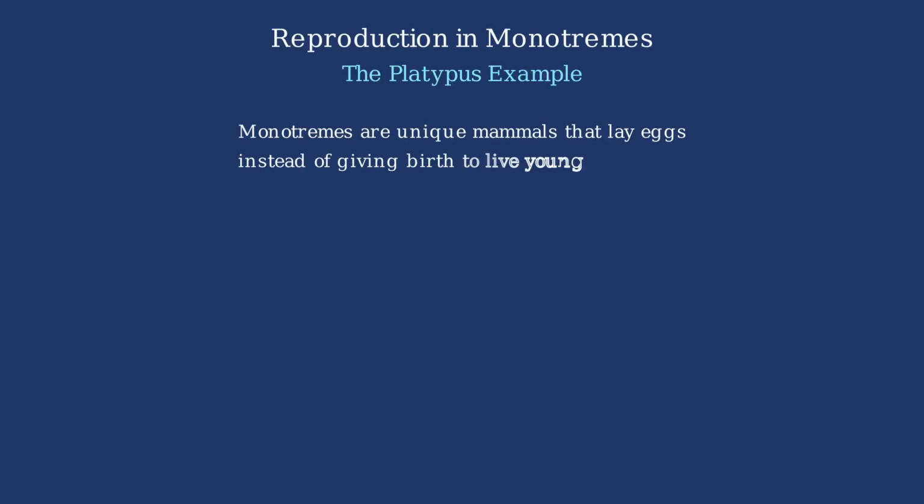Monotremes represent a fascinating evolutionary transition among mammals. There are only 5 living monotreme species, the platypus and 4 species of echidna, all native to Australia and New Guinea.